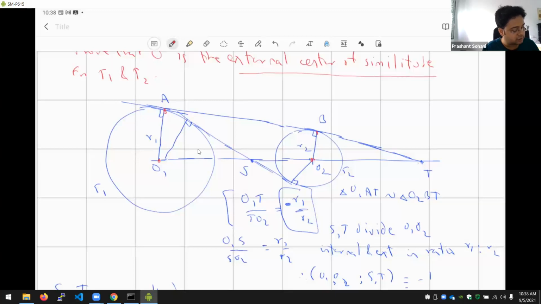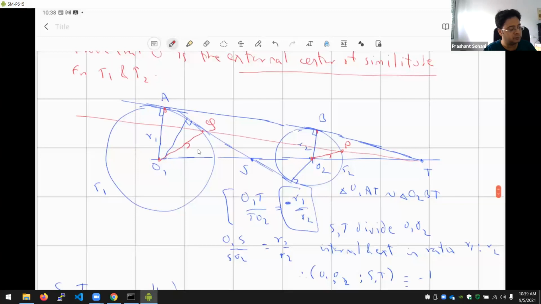And if I draw any other line through point D, then whatever points I get, suppose I call them P and Q, you see that O2P and O1Q will be parallel. So as the point P moves on the first circle, point Q will also move on the second circle. So there is a one-to-one correspondence between all the points on the two circles.